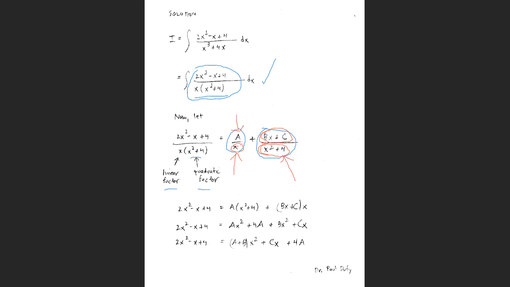So if we could find the values of a, b, and c that will make this equation true, then we'll be able to integrate this on the right. So what do we do? Okay.